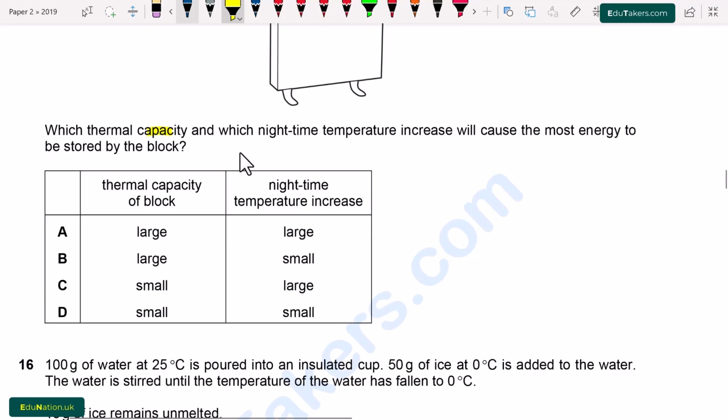First of all, the temperature increase at night should be larger to heat the block strongly, and also the specific heat capacity of the block should be larger, because the specific heat capacity determines the capacity of the block for containing heat. So the thermal capacity of the block and the night temperature increase, both of these should be larger. Only option A is correct.